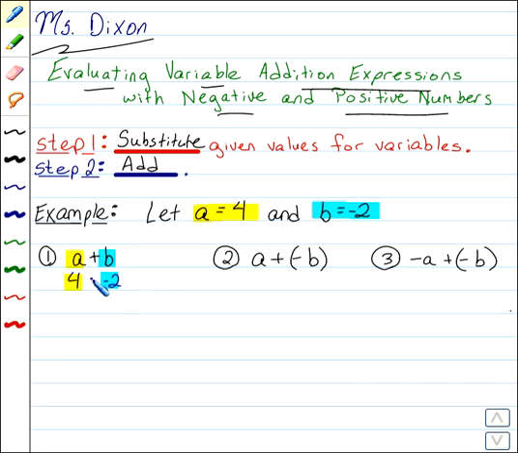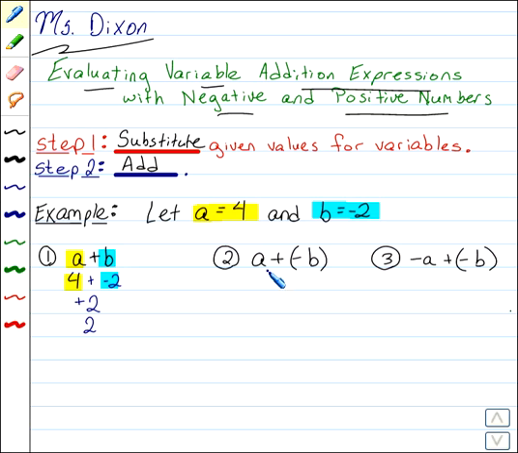There's a plus sign in the middle, so I put the plus sign in, and then I add 4 plus negative 2. Remember, different signs means that I find the difference. So the difference between 4 and 2 is 2, and the sign is the same sign of the number with the greatest absolute value. That's the 4, which is a positive number. So the answer is a positive 2, or just 2.